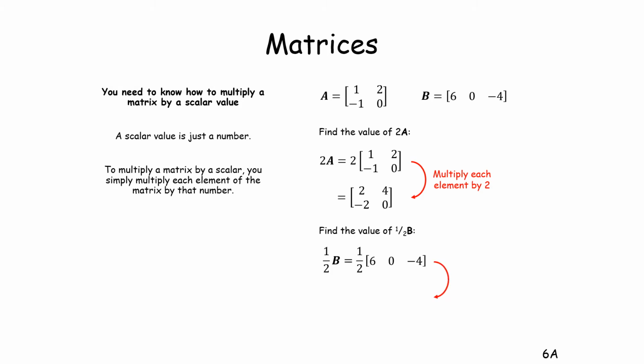Okay, so for the second part, half B, just multiply each of these elements by half, so that should give you 3, 0 and -2.